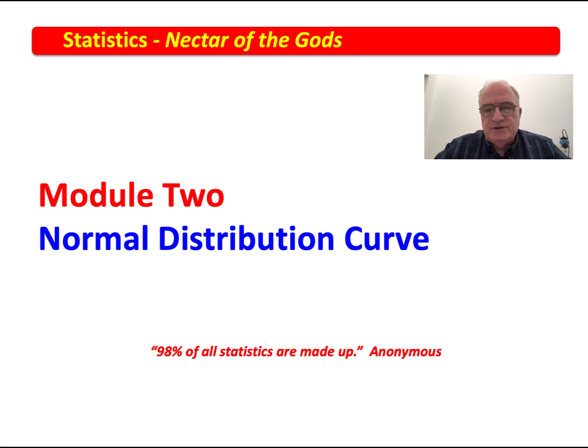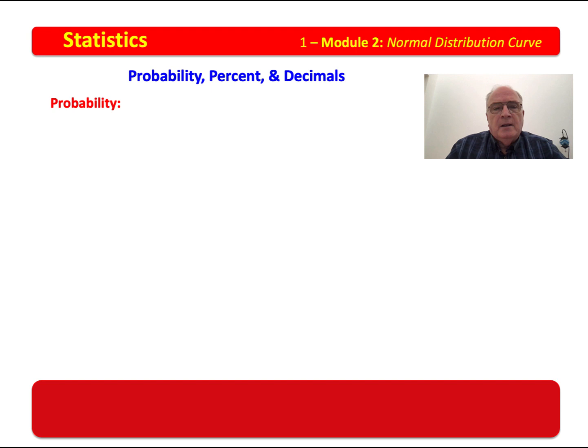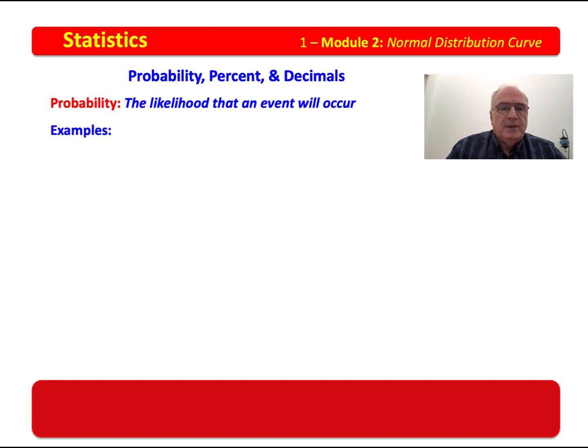Well, dear friends, now that we have observed the topics that we will cover in Module 2, we will begin the journey by looking at some of the things you need to know in order to utilize the normal distribution curve. We will start with probability, percents, and decimals. Probability is the likelihood that an event will occur.